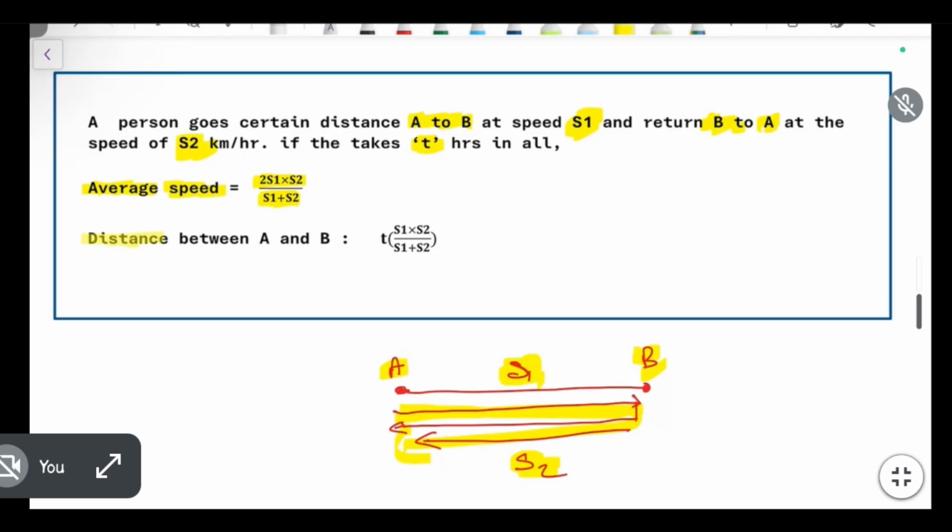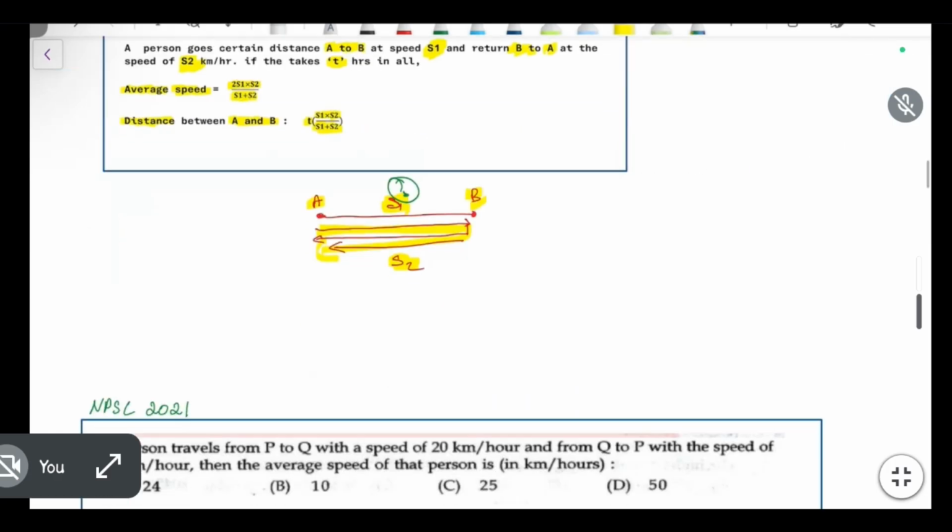But if you are asked to find the distance between the two points A and B, in that case the formula is this one, time into speed. So let's solve some questions based on this one.